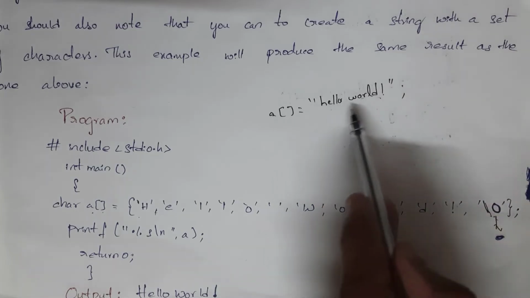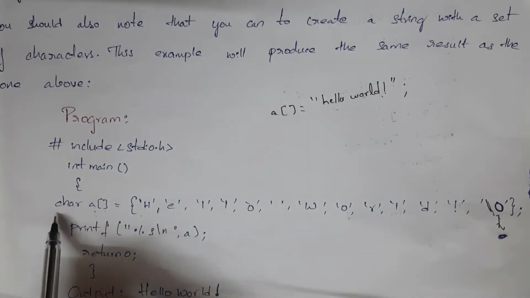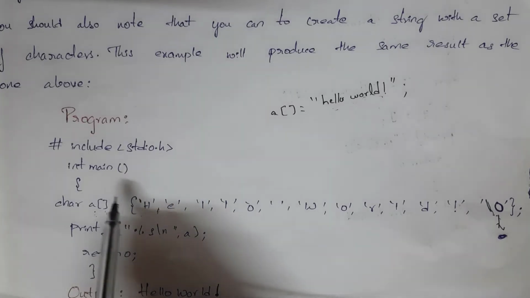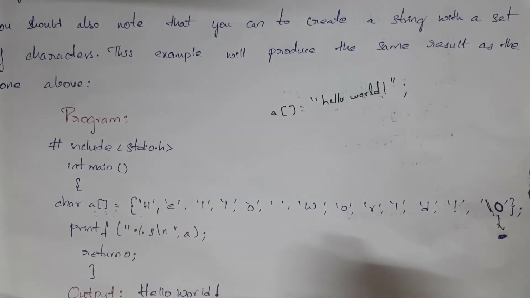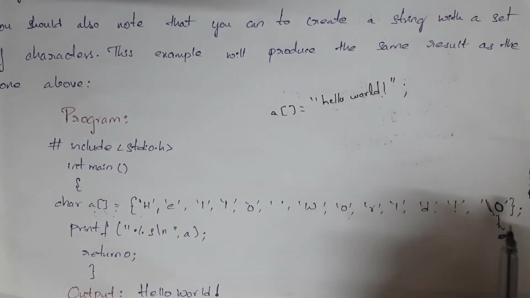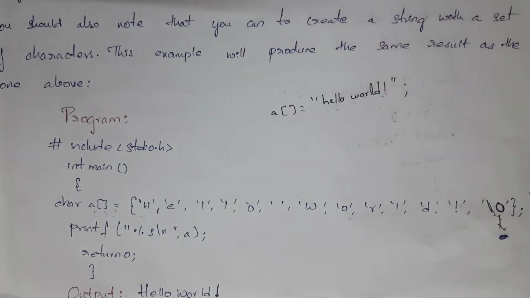Instead of declaring a string like this, you can also declare it like this: char A, open square bracket, close square bracket, equal to open curly bracket, and inside the curly brackets, for each character I need to include single quotations. After writing each character, you need to write \0 at the end, where \0 is the null terminator. The meaning of \0 is end of string.